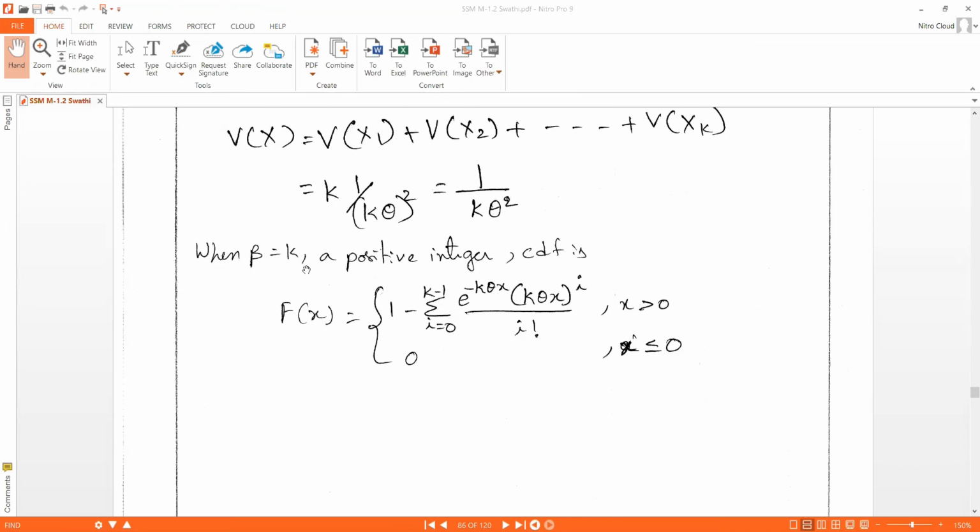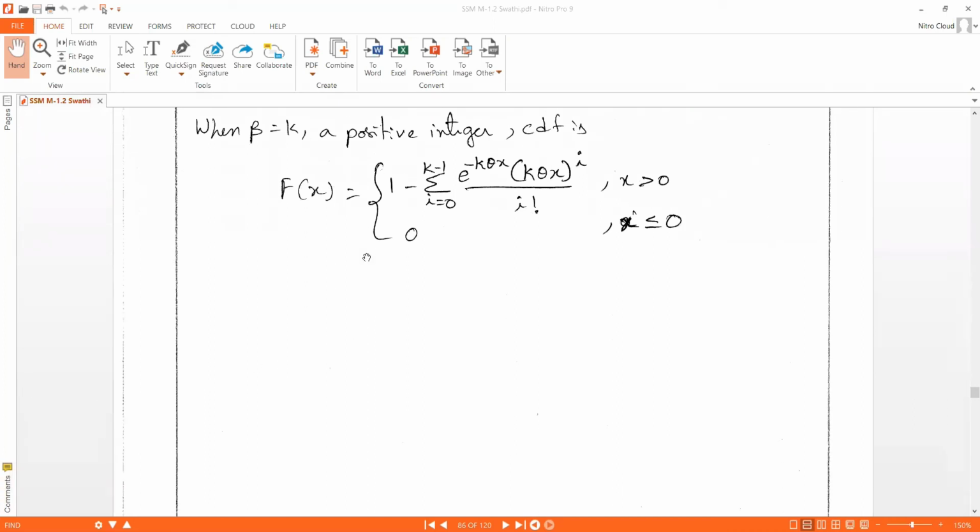When beta equals k and it is a positive integer, the CDF for this Erlang distribution is F of x is equal to 1 minus the sum from i equal to 0 to k minus 1 of e power minus k theta x into k theta x power i divided by i factorial, for x greater than 0. Otherwise, F of x is equal to 0 for x less than or equal to 0 for the Erlang distribution. Understood this?